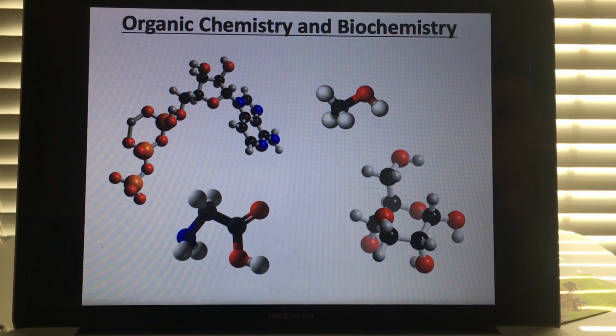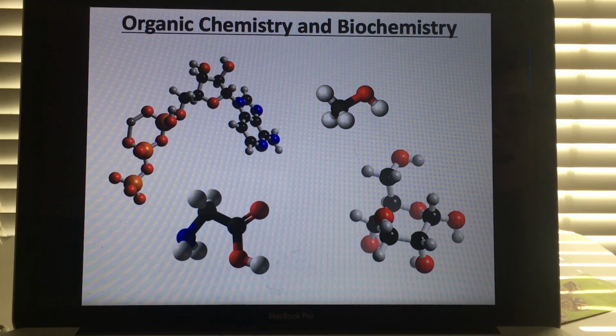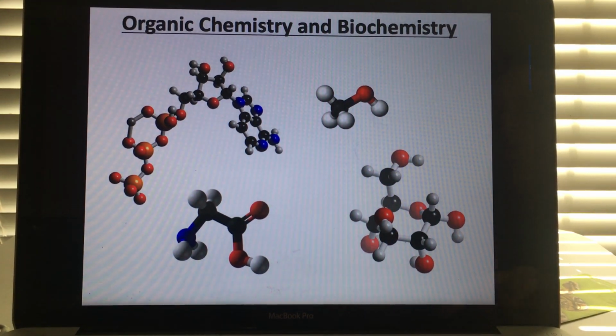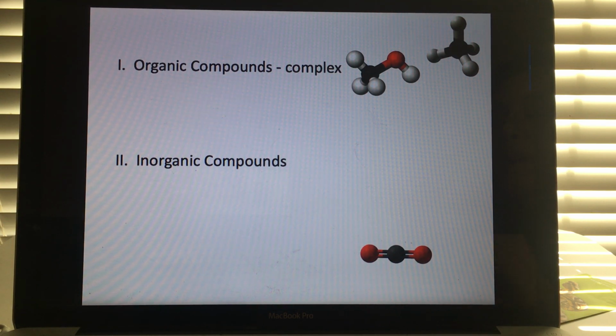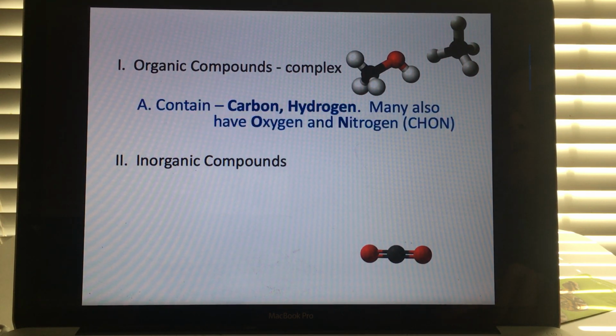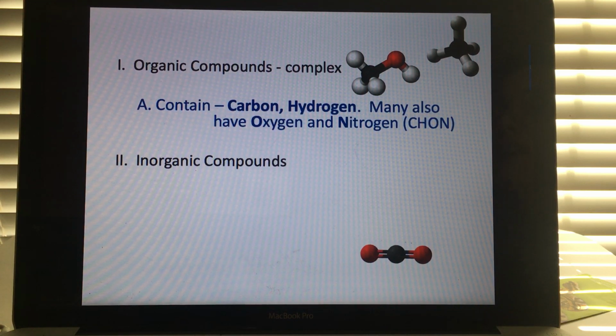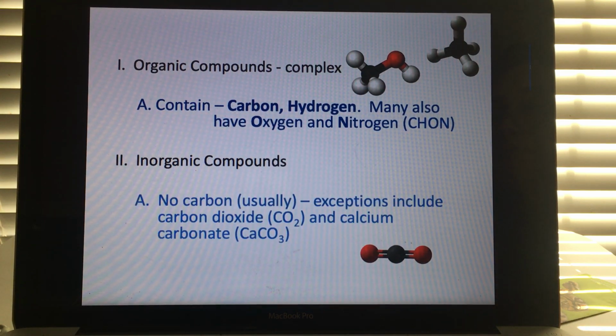Okay, this video is going to be about the difference between organic and inorganic compounds and also about carbohydrates. So organic compounds tend to be much more complex than inorganic compounds, and they all contain carbon and hydrogen. In order for something to be considered organic, it must have carbon and hydrogen, and they are always bonded together covalently. Many of them also have oxygen and nitrogen, and some of them have sulfur and phosphorus as well. Inorganic compounds usually don't have carbon in them.